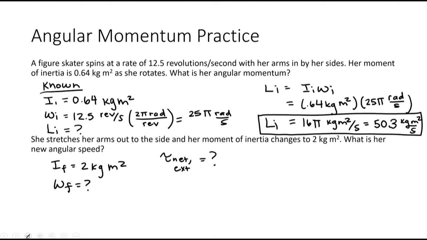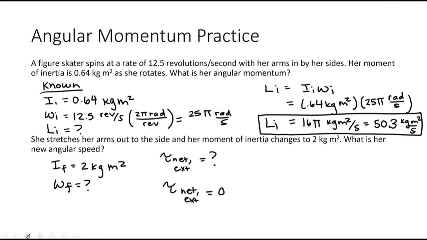Okay, so what is that net external torque acting on her? Well, what external forces are acting on her? Only gravity, right? That's the only thing that's going to be acting on her. Also, a normal force, keeping her on the ice, but those two things will cancel out. And so then I would say that the net external torque acting on her is going to be 0. So there's going to be no net external torque acting on her. There's no net external force acting on her at all.